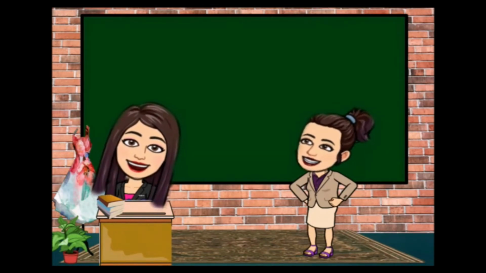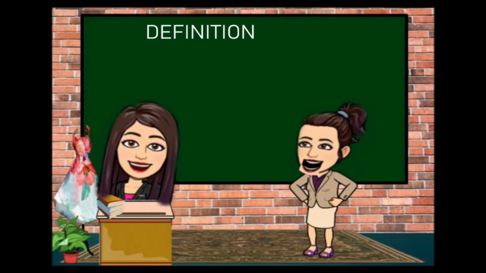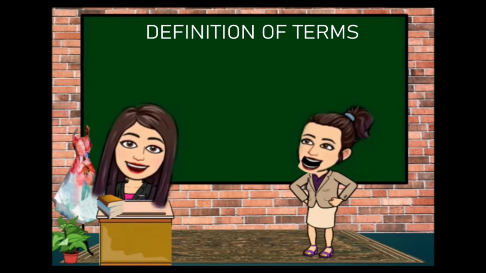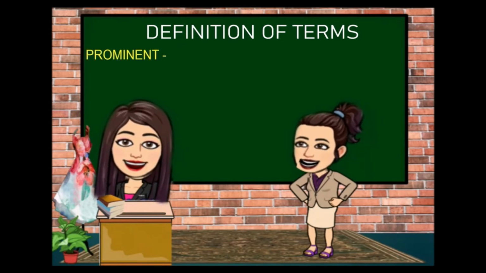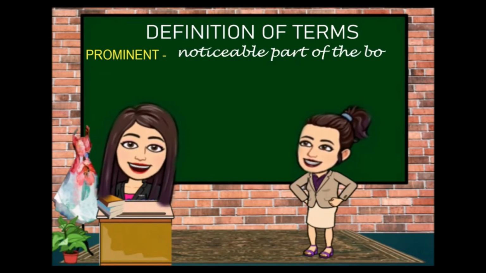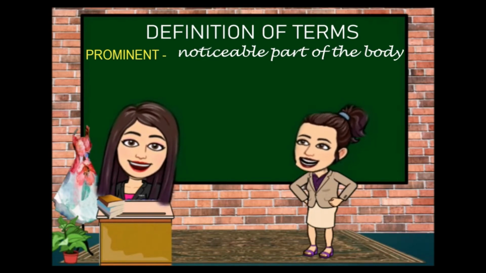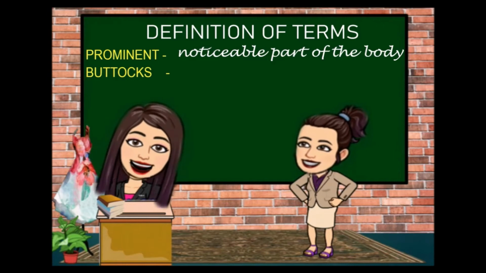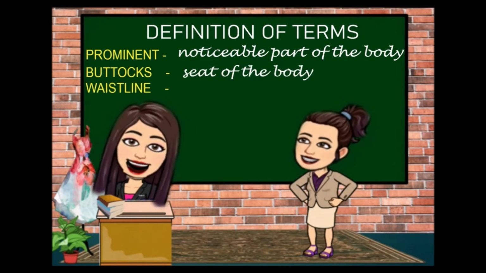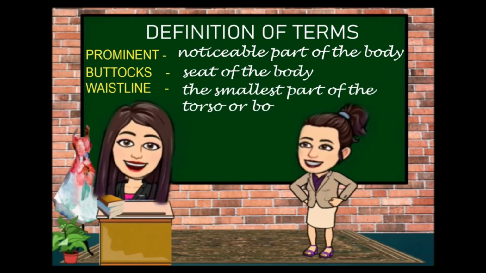Before we proceed to our topic, let us define some terms that will be used during our discussions. The first word is prominent. What does it mean, Mom Teen? Prominent means the noticeable part of the body. Next term is buttocks. Buttocks is the seat of the body. And the waistline? Waistline is the smallest part of the torso or body.